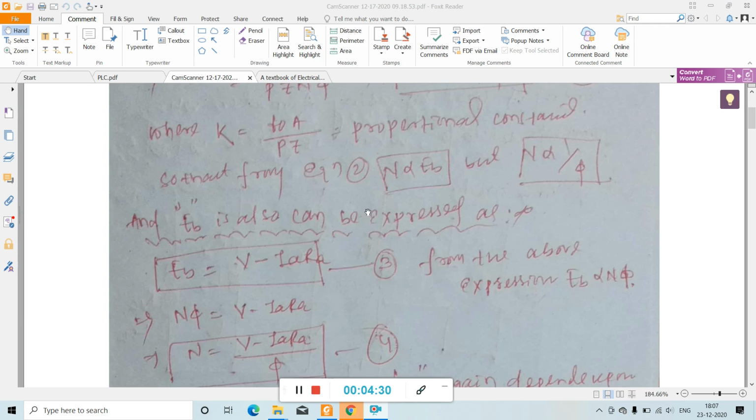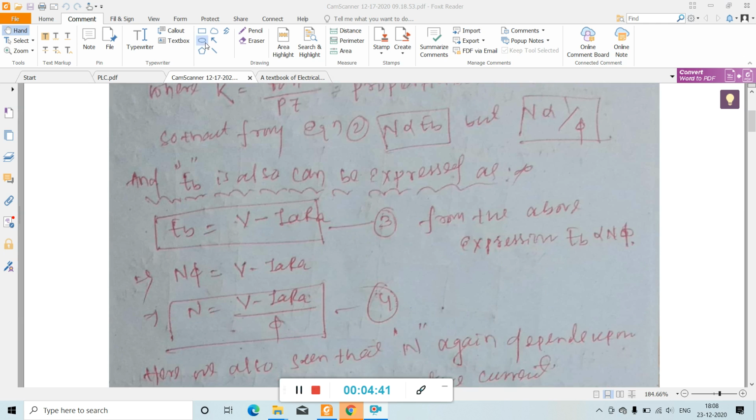So we can write N phi in place of EB. N phi is equal to V minus IaRa. N is proportional to EB by phi, so EB is proportional to N phi. Here N phi is written in place of EB, so N phi is equal to V minus IaRa. So N is equal to V minus IaRa by phi.